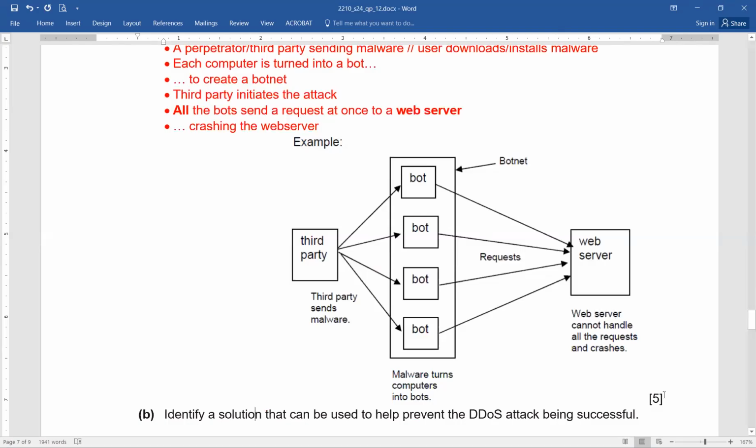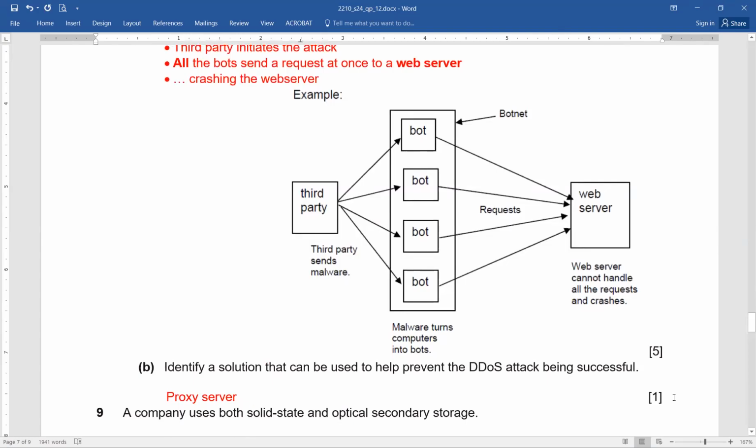Identify a solution that can be used to help prevent the DDoS attack being successful. What is the remedy? What is the solution? How can I protect myself from a DDoS attack? Okay, that's wonderful. It's proxy. You use a proxy server, and that will help in preventing the DDoS attack to a great extent.